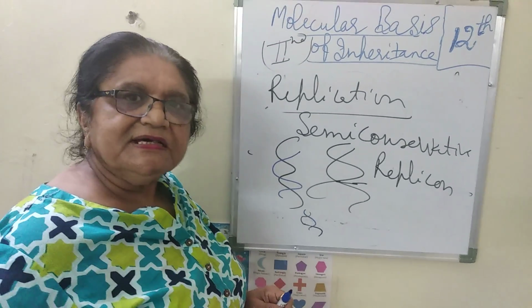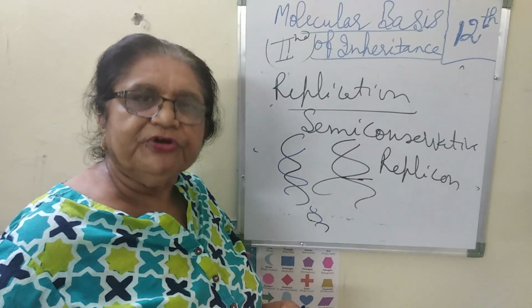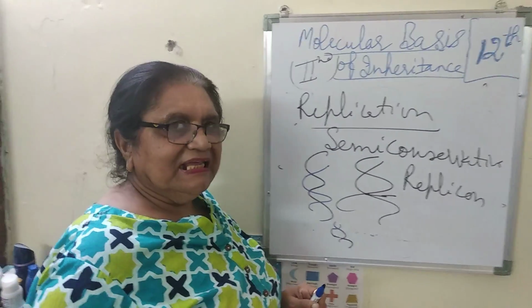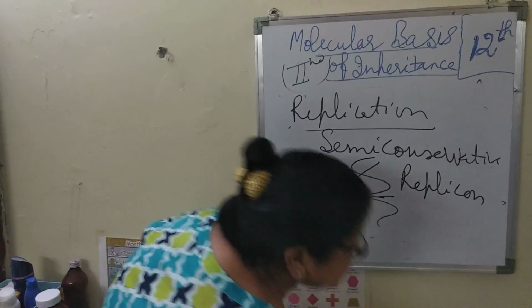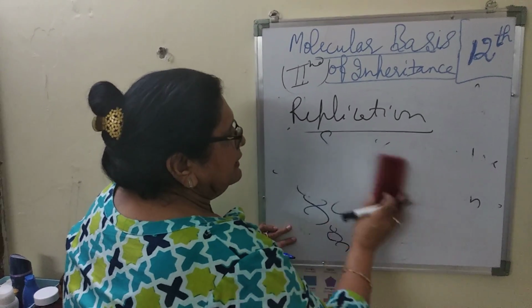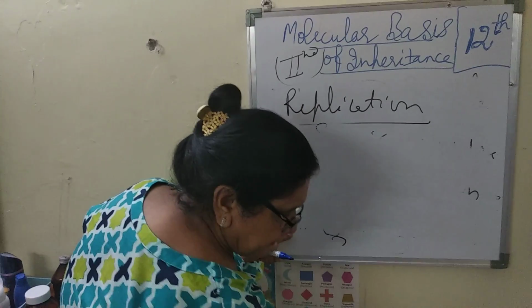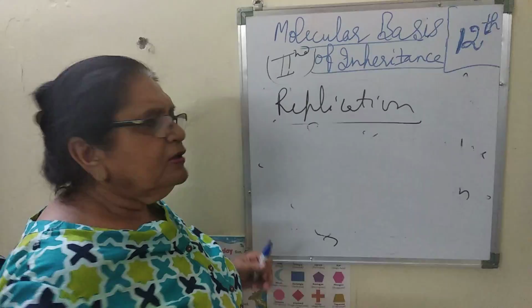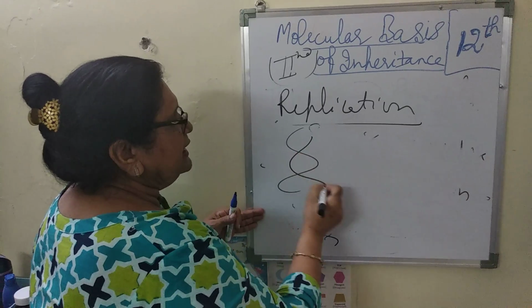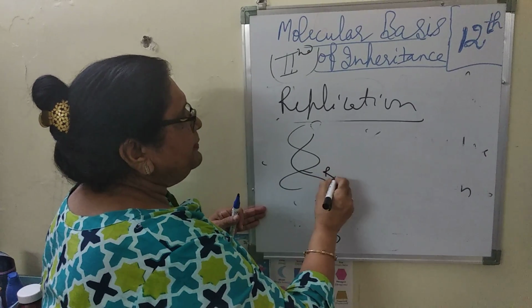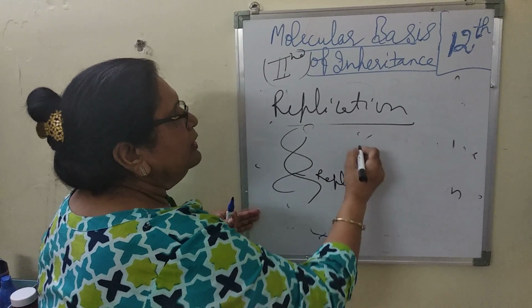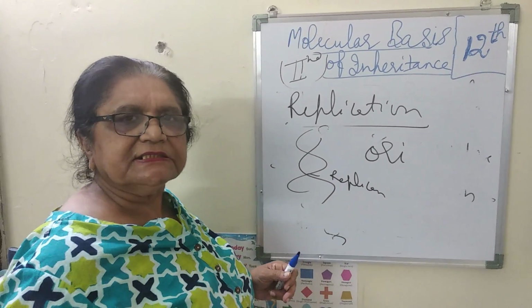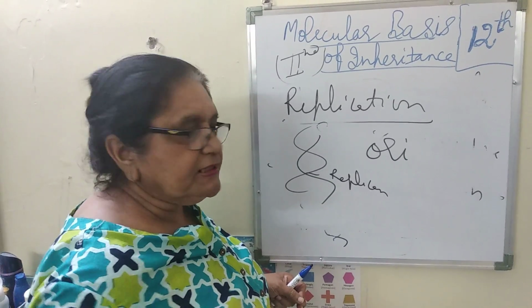This is called semi-conservative, and a question comes from the board for 2 marks: what do you mean by the semi-conservative nature of DNA? Then what is the main process of replication? They form the replication fork. In NCERT, the replication fork is written. What does it mean? This is a DNA. The point, replicon or ori, origin of replication, which gives the new strand.